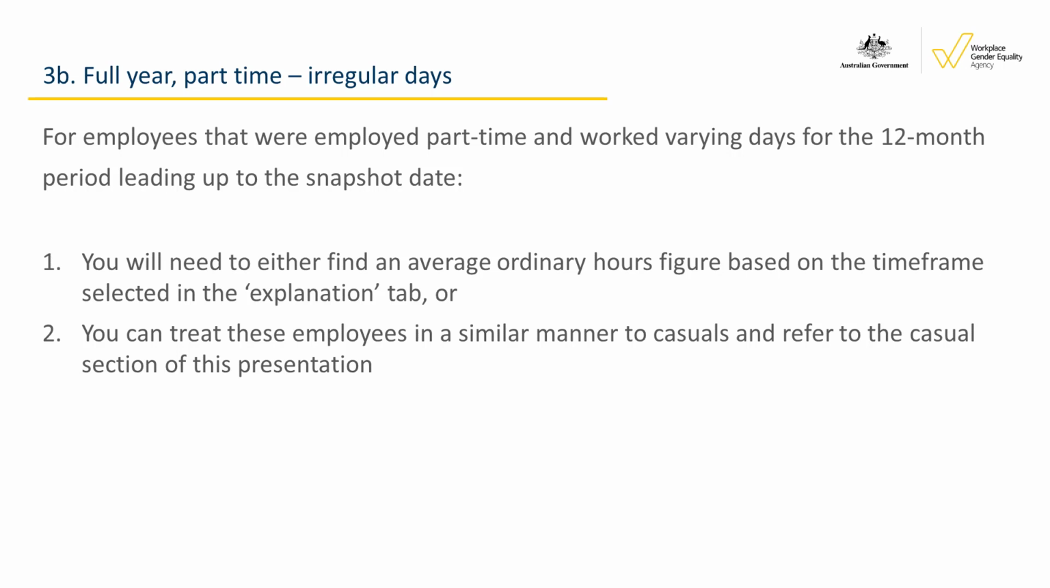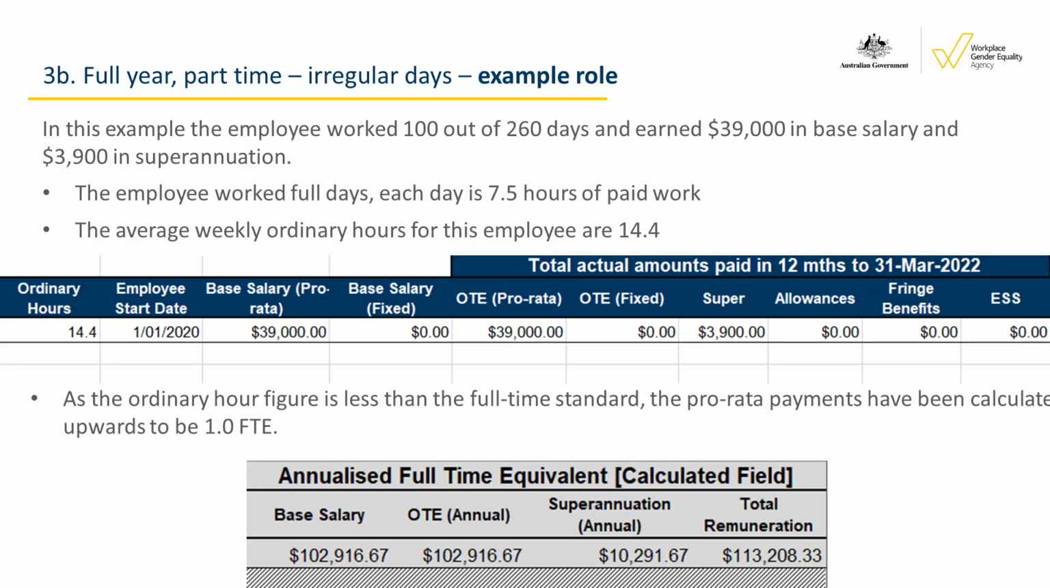to the snapshot date, you will need to either find an average ordinary hours figure based on the time frame selected in the explanation tab, or you can treat these employees in a similar manner to how you treat casuals in the payroll aligned file, and refer to the casual section of this presentation. In this example, the employee worked 100 out of 260 days and earned $39,000 in base salary and $3,900 in superannuation. The average weekly ordinary hours for this employee are 14.4.